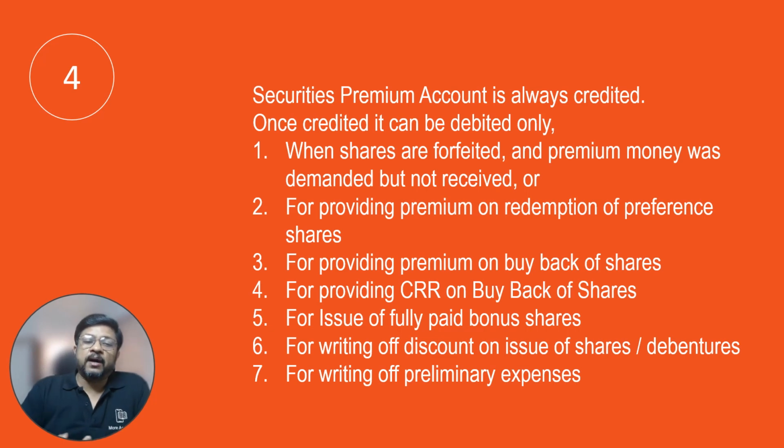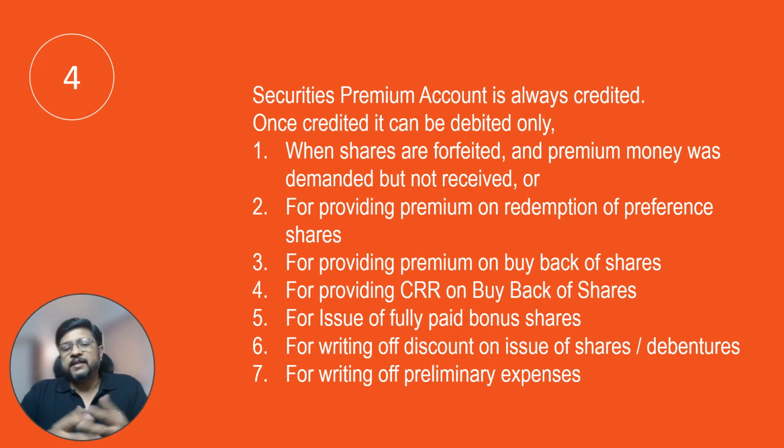Next is securities premium account. This account is always credited. Once it is credited, it can be debited only when the shares are forfeited and premium money was demanded but not received. This is a very important point. When shares are forfeited and premium money was demanded but not received.